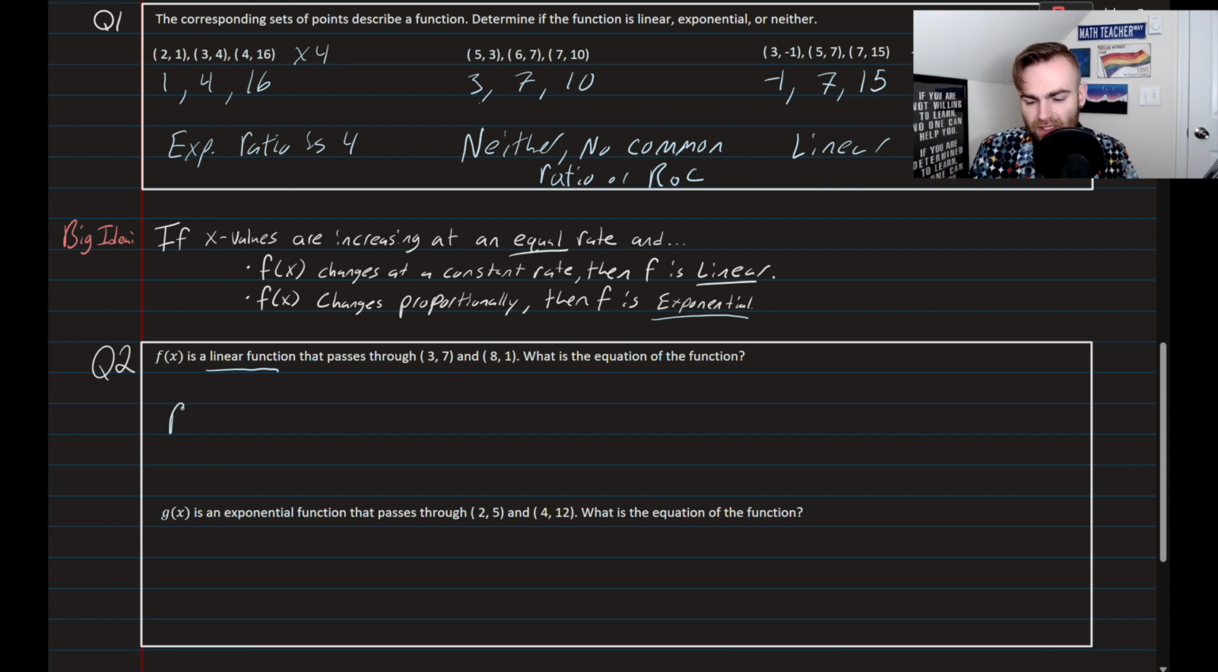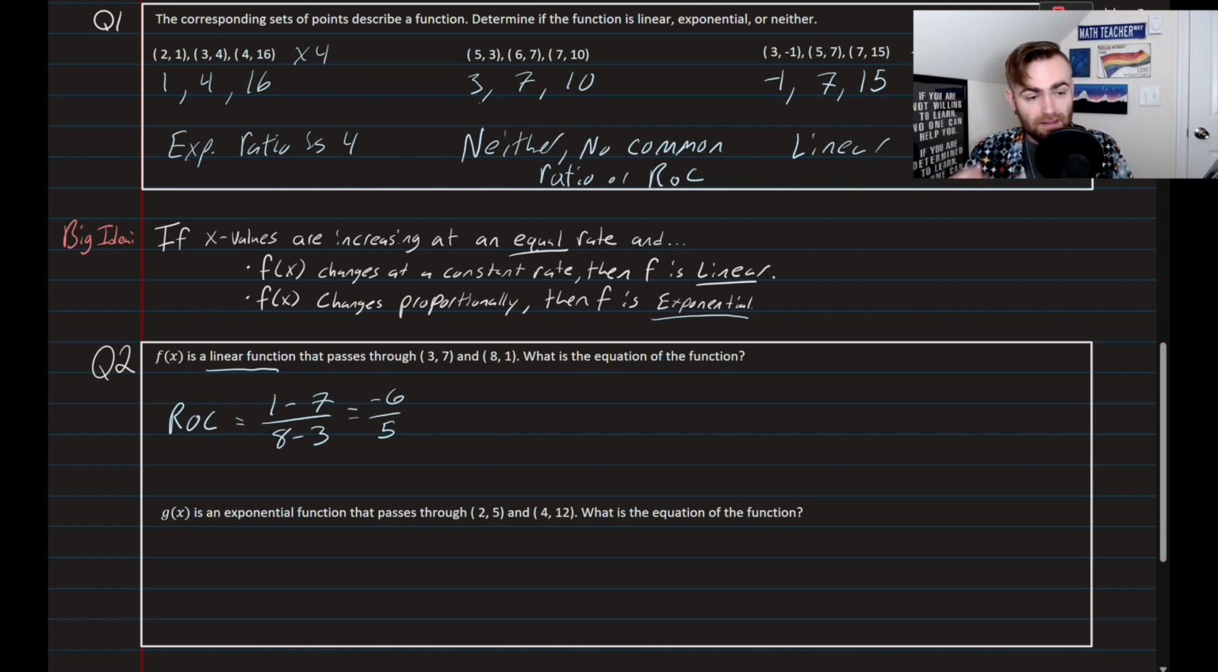So the rate of change, or the slope, we know how to find slope. That's y2 minus y1 over x2 minus x1. Doesn't matter which one's which. 1 minus 7 over 8 minus 3. Remember that since these are in the same point, they have to be in the same position. And I get -6 over 5. So that is our slope.